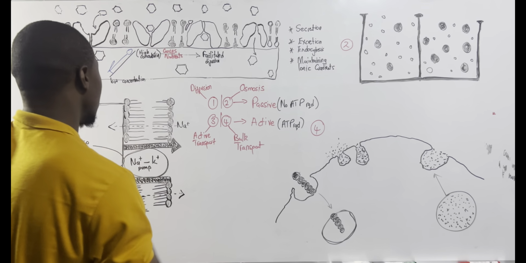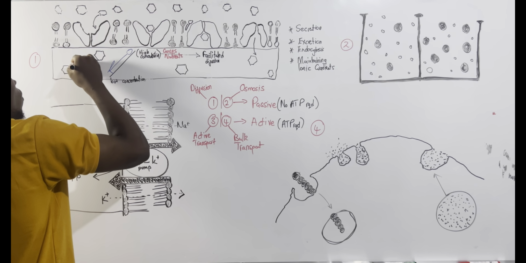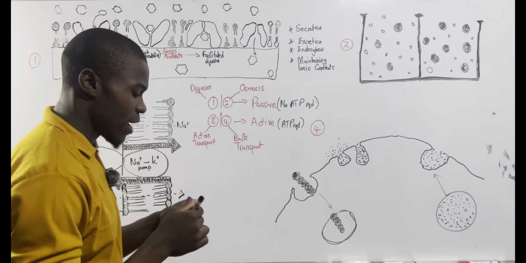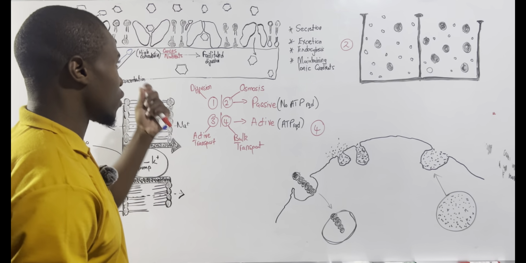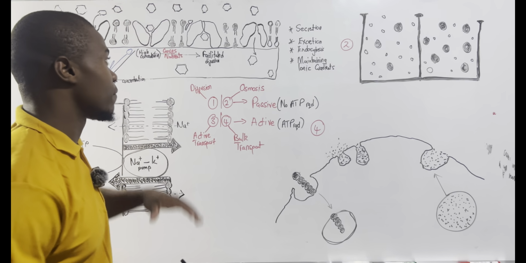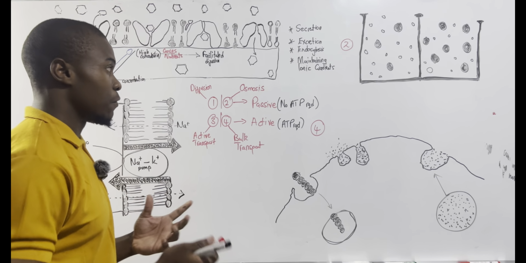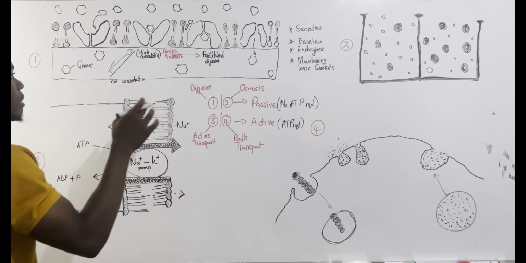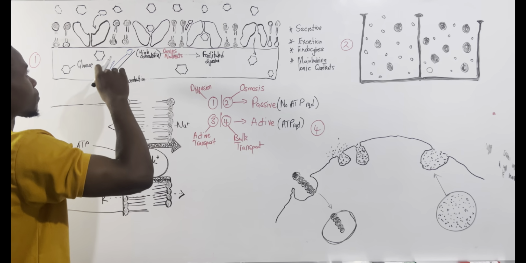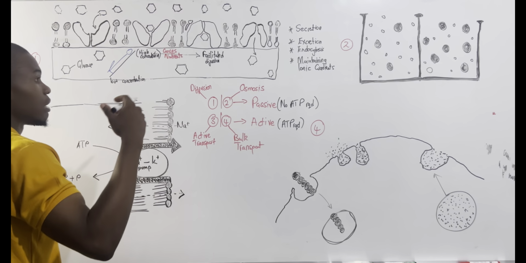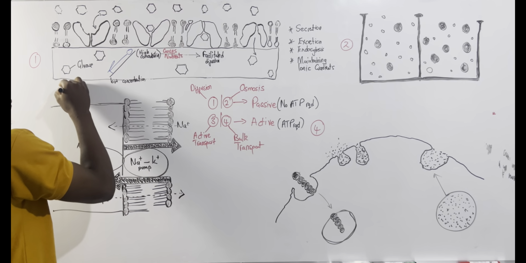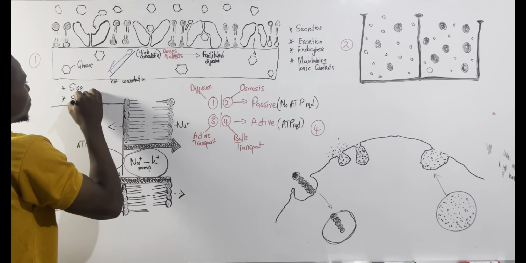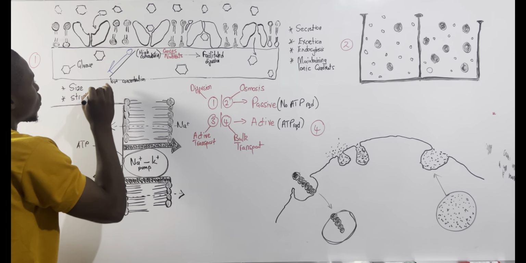Facilitated diffusion of what? I'll give a very good example: glucose. This is glucose. Some of you might even ask why some molecules are transported by facilitated diffusion, others by diffusion in general. So you find out that for molecules to be transported by facilitated diffusion, or even by carrier proteins and channel proteins, it is because of two things. There's the aspect of size and there's the aspect of structure. So I want you to pay close attention here.